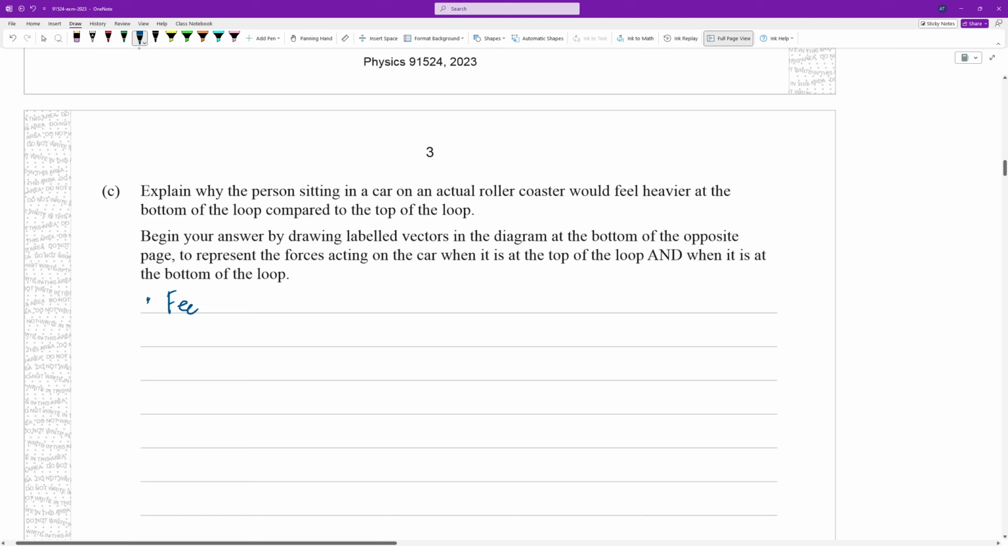So the feeling of weight depends on the support force, or reaction force, or the normal force. It's got many names.